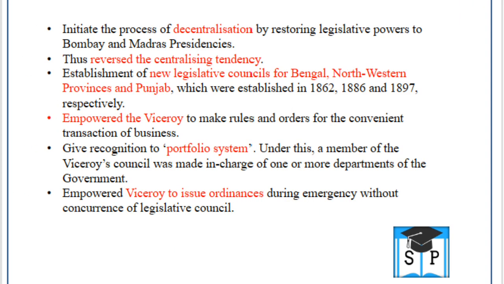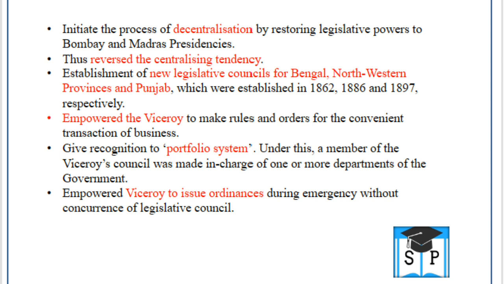This act also initiated the process of decentralization by restoring the legislative powers to the Bombay and Madras presidencies. This decentralization reversed the centralizing tendency that started from the Regulating Act of 1773 and reached its climax under the Charter Act of 1833.